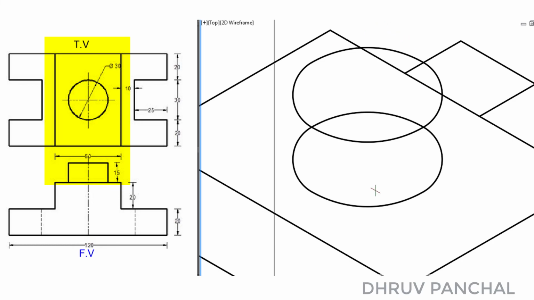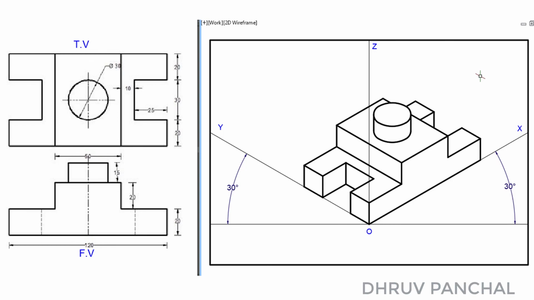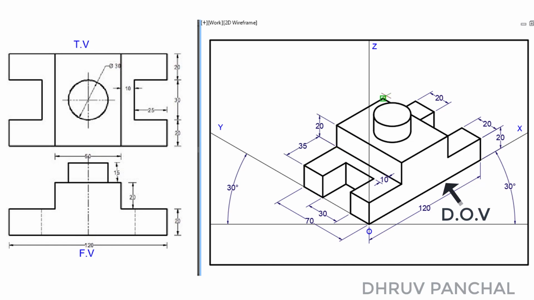Now, keep the ruler scale parallel to line OZ and drag it to the circles and draw the vertical lines as shown. After that, remove the unnecessary lines as per the requirement as shown. Our isometric projection is completed. Also, mention the dimensions as per the dimensioning rule.